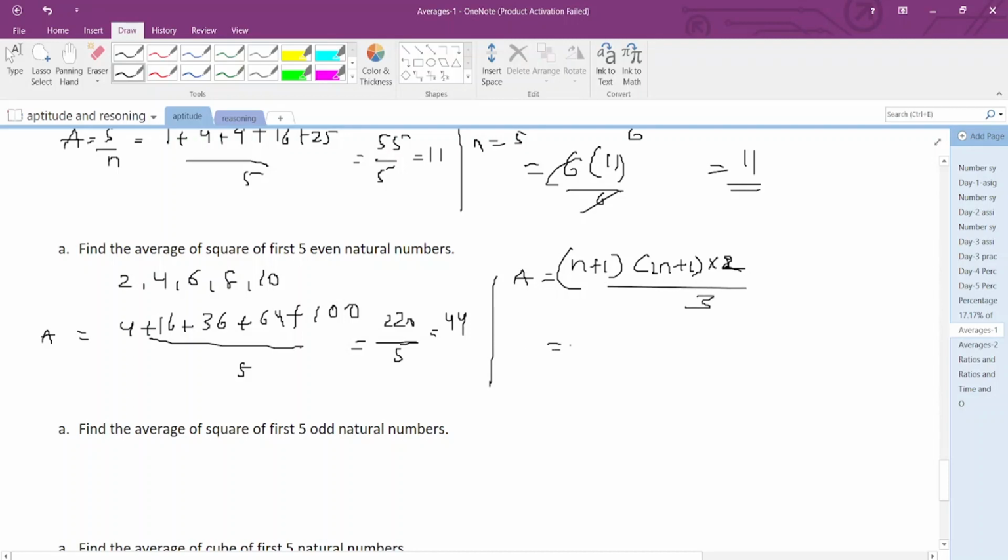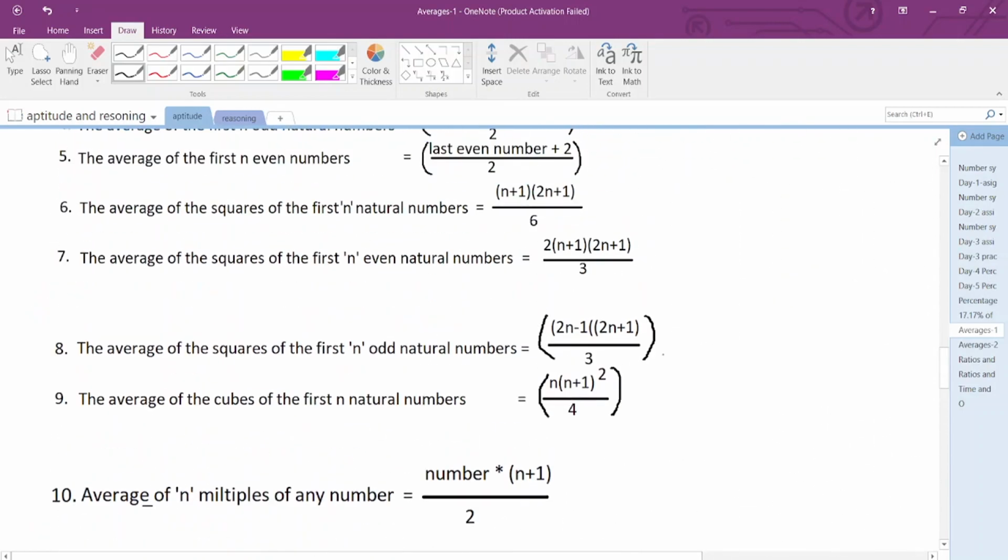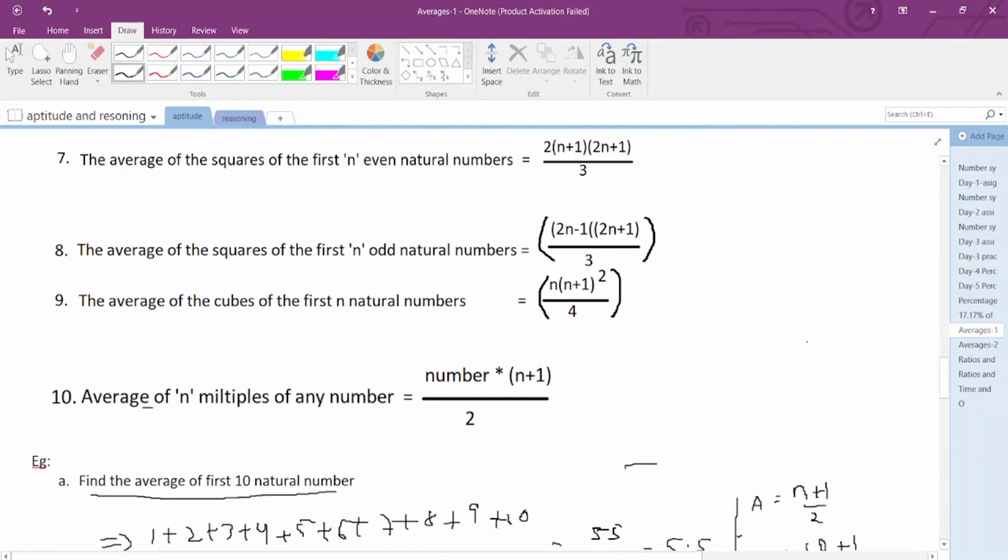So you can take n is equal to 5. So 5 plus 1 is 6, into 2n plus 1, which means 11, into 2 by 3. 3 1s are 3, 3 2s are 6, which means 2 2s are 4, 4 11s are 44. Got it, right? In this way you can directly use it. For even numbers we did it with 2 by 3. For odd numbers, you don't need that.